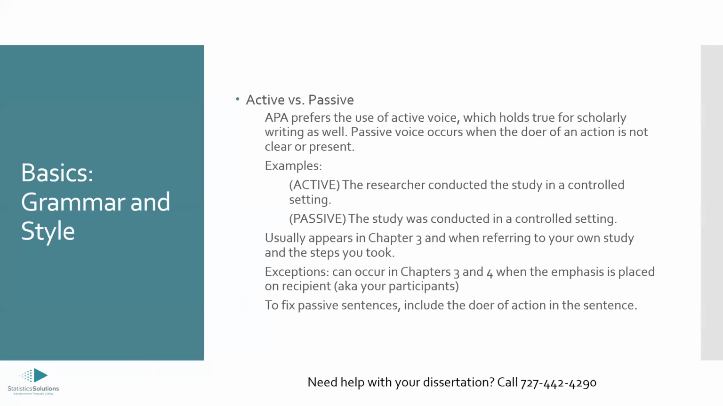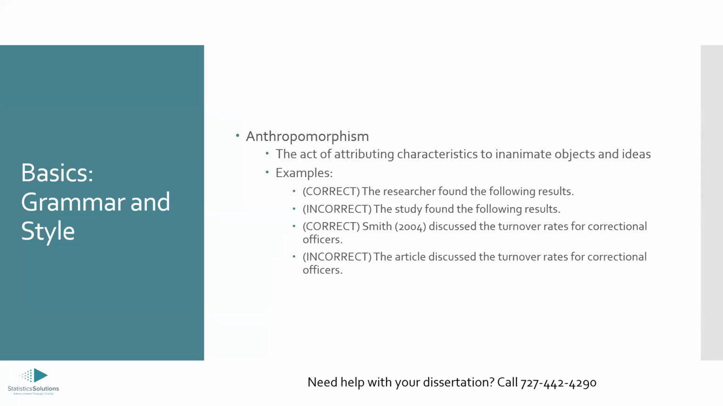There are some exceptions to this though, as in chapter 4, when the emphasis is placed on the participants rather than the researcher. And again, to fix these kinds of passive sentences, you include the doer of the action in the sentence, so either the researcher or maybe a participant. Additionally, you want to avoid anthropomorphisms.